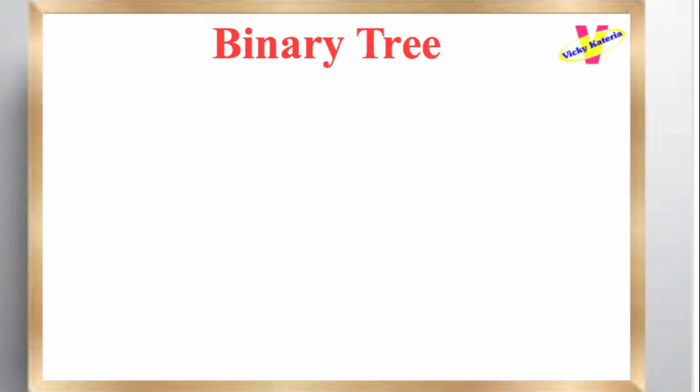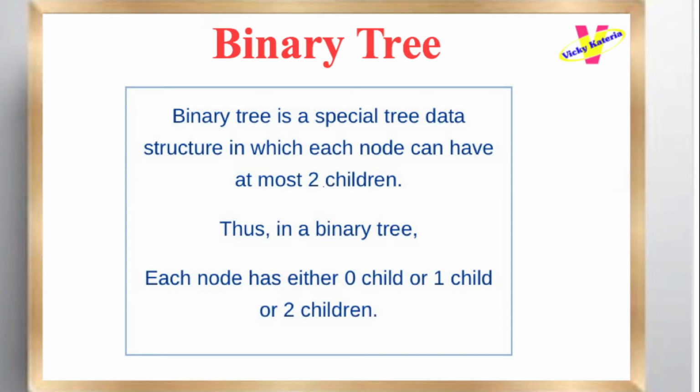We have discussed that a tree is a nonlinear data structure. In a tree data structure, a node can have any number of child nodes. In this video lecture, we will discuss binary trees. Binary tree. A binary tree is a special tree data structure in which each node can have at most 2 children. Thus, in a binary tree, each node has either 0 child or 1 child or 2 children.